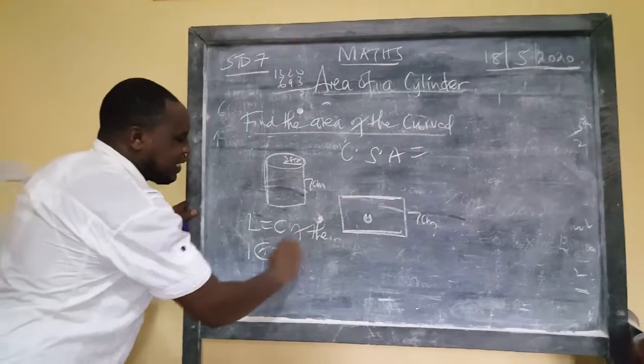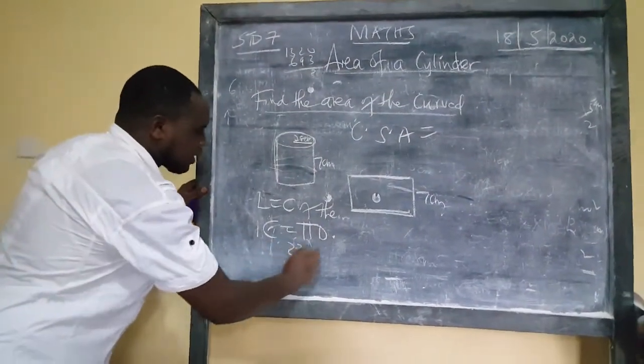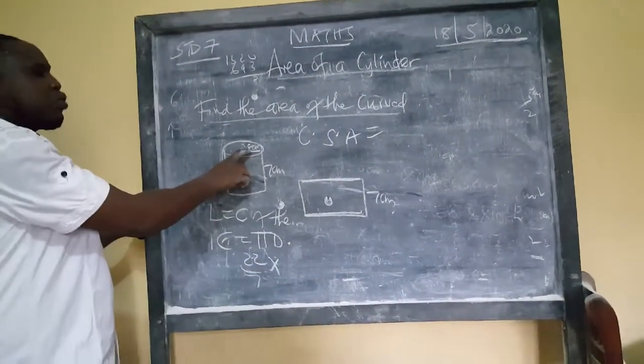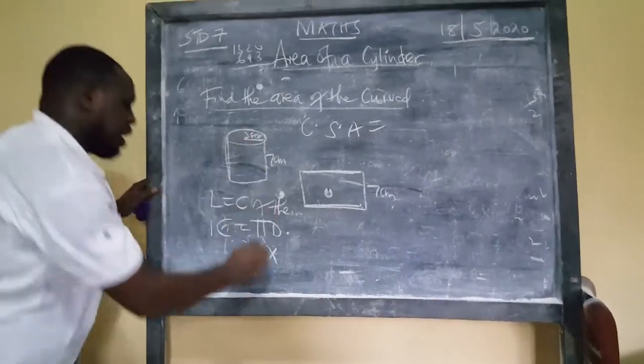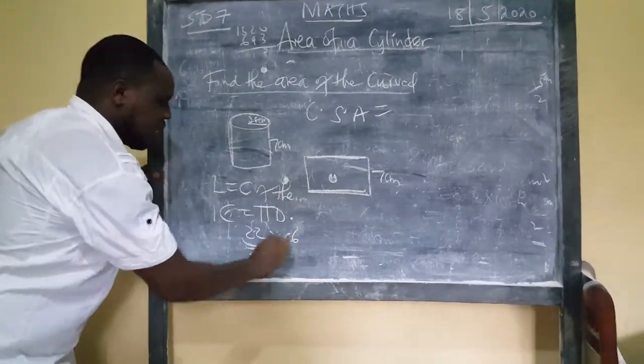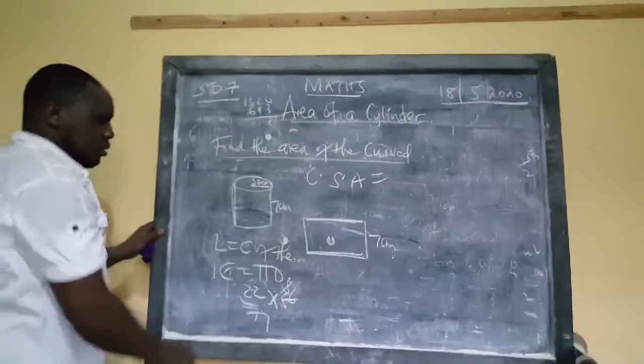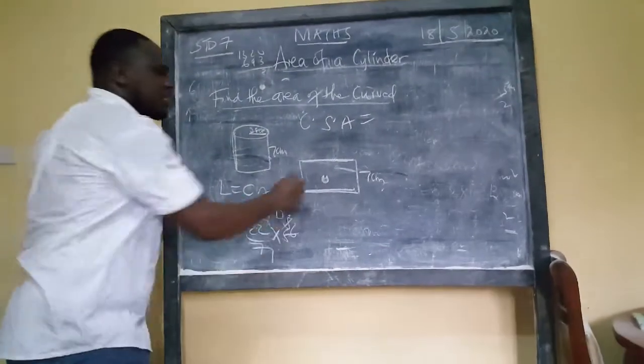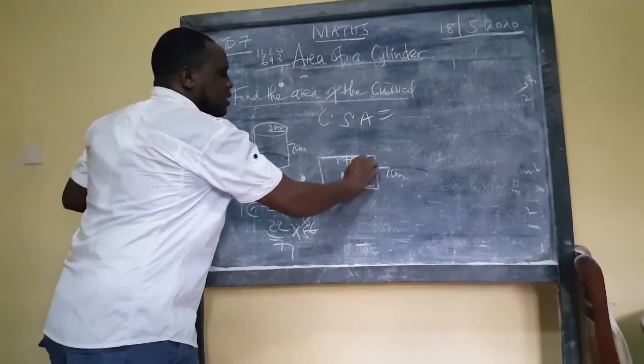Circumference is equal to pi d. Pi is 22 over 7. The diameter now is going to be 28 times 2 because this is the radius. That is going to be 56 centimeters. So this is going to be 8 times 22, which is 176. So this is going to be 176 centimeters.